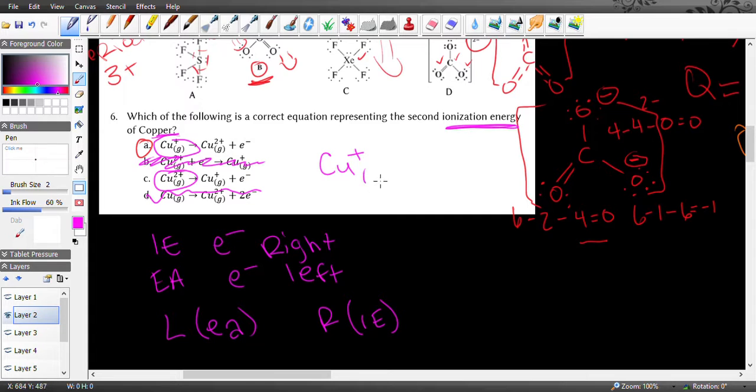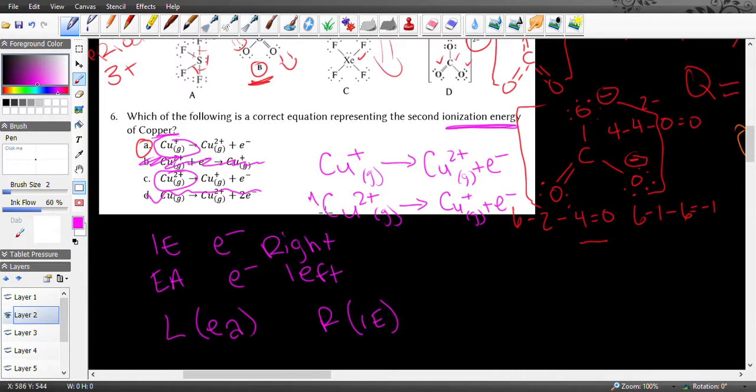And you're going to be talking about these in gas. We know the electron's going to be on the left. So here's what we got here. These are our two options. And Cu, undo that, Cu plus gas plus electron.